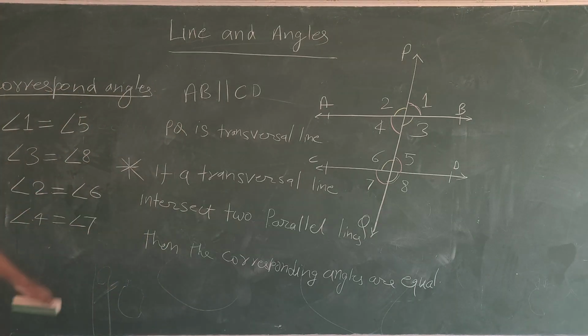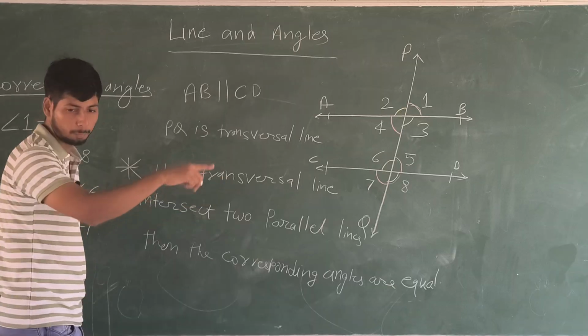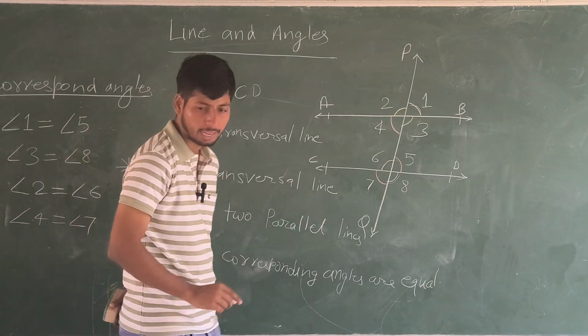You can note down this line also. If a transverse line intersects two parallel lines, then the corresponding angles are equal.